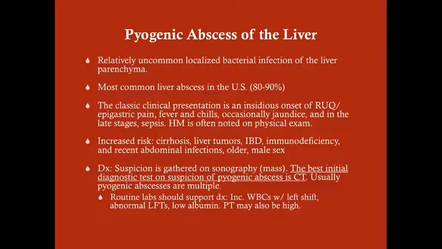Some of the other things that can help you distinguish this from cancer, which may also have right upper quadrant epigastric pain and jaundice, are that with the pyogenic abscess of the liver, you can have increased white blood cells with left shift. And you also, of course, are going to have abnormal LFTs, low albumin, that just shows decreased albumin production in the liver. And the PT may also be high just due to general liver inflammation and problems.